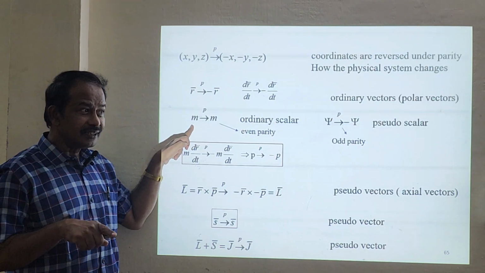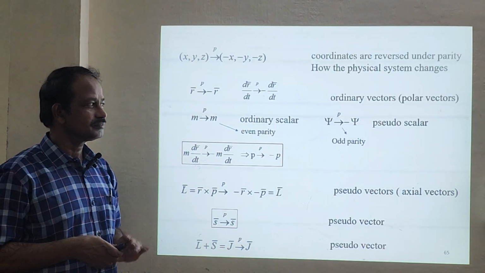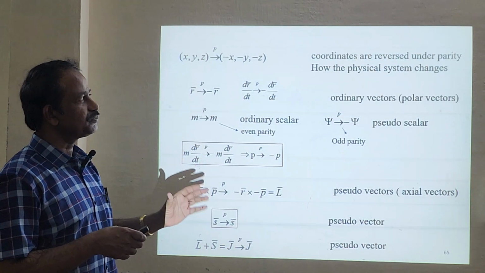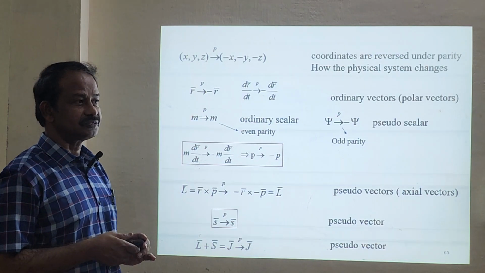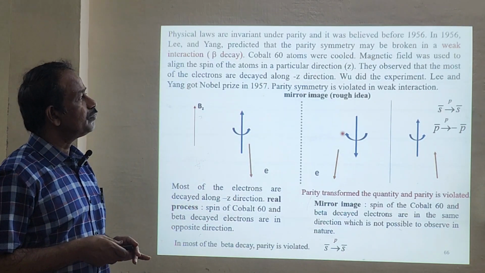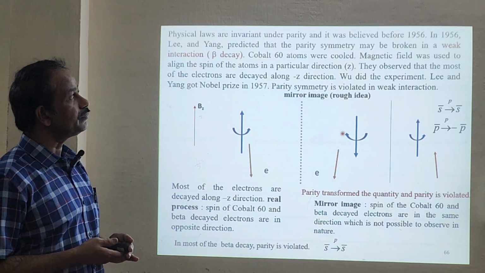The real scalar will not change the sign. Pseudo scalar will change the sign. Is it okay? So these are a few examples for your parity transformation. And for this parity transformation, we can have a small look at one idea.